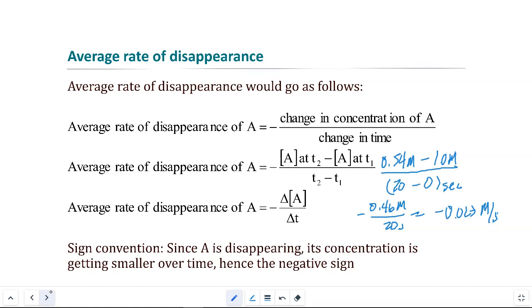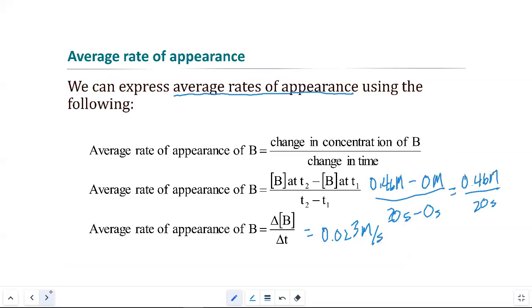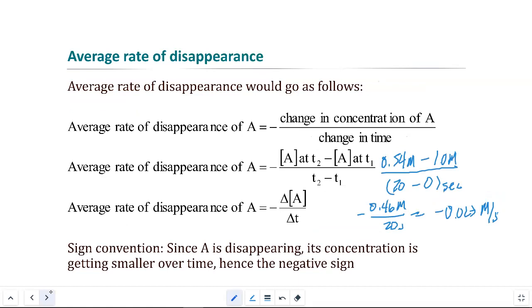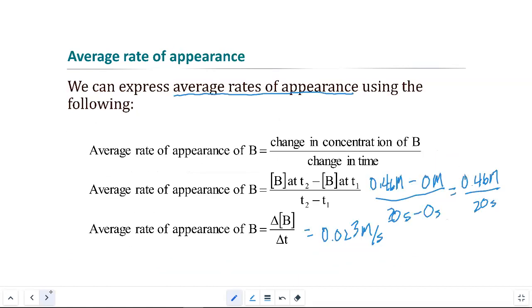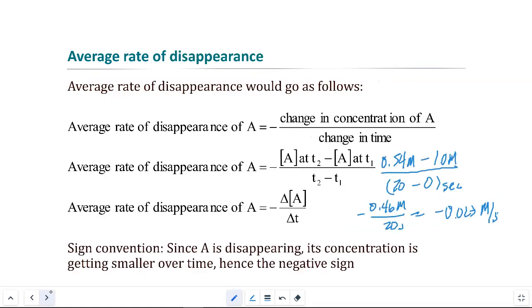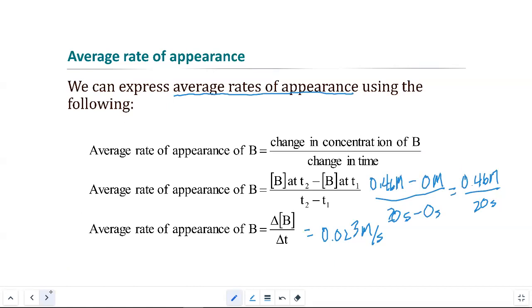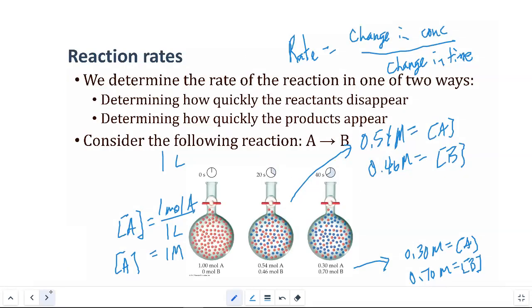Now, if I compare the two, I should notice that quantitatively, it's the same value. B increased by 0.023, A decreased by 0.023. Where does that come from? Well, it comes from that balanced chemical equation. The stoichiometry of that equation says that it's a 1-to-1 ratio of the two.